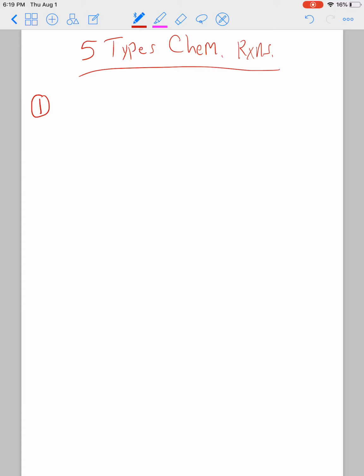Now, let's look at a synthesis example. Remember, a synthesis reaction is when two or more elements come together to make one new compound or product. So, an example of that would be Na, which is sodium, reacting with chlorine gas, which is Cl2, to give you NaCl, which is sodium chloride.